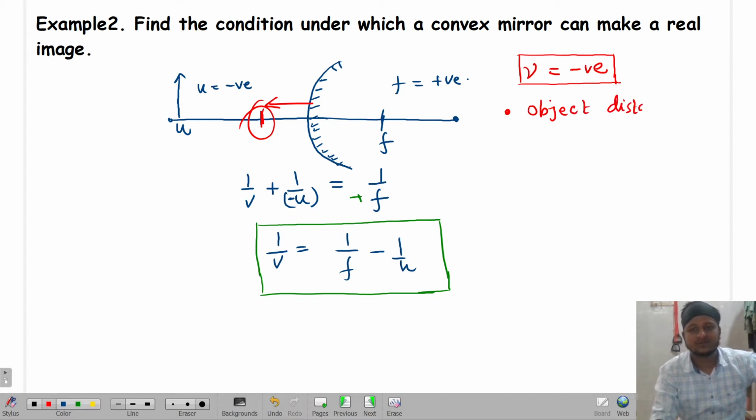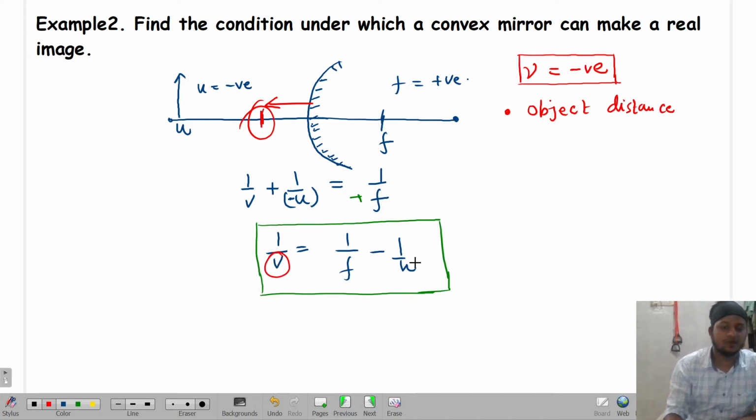The second important point is about the object distance. How is this going to be possible? Try to see when this v will be negative along this formula. Gagan, Anush, can you tell me, looking at this equation, when this v will be negative?